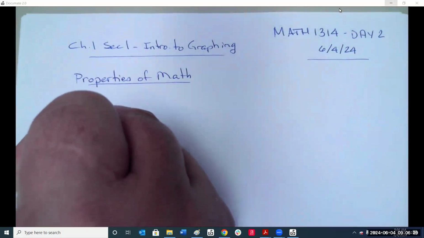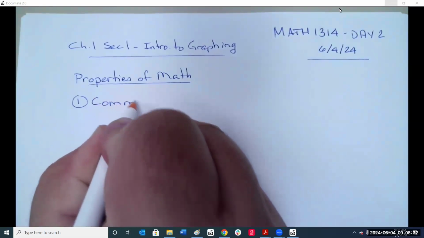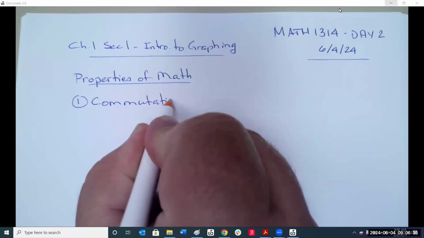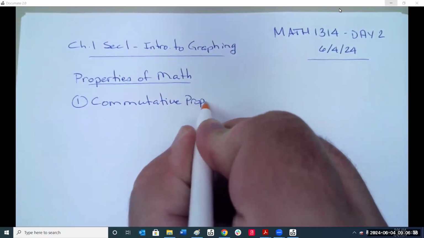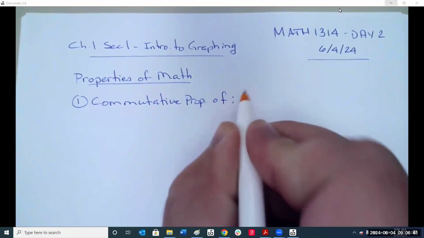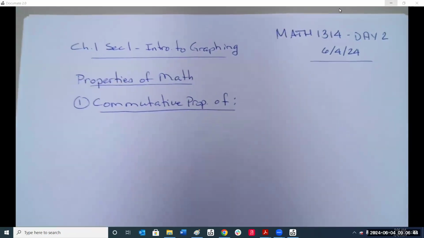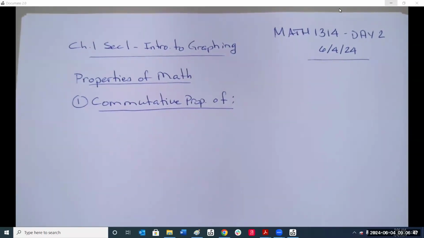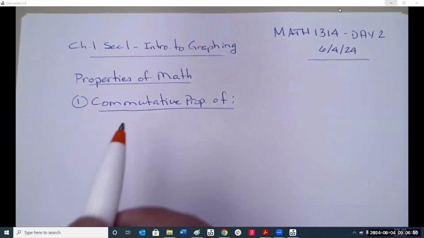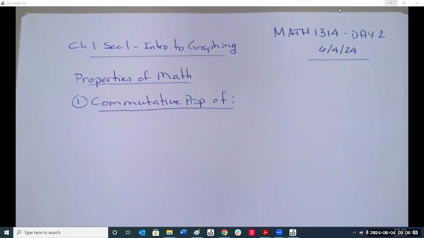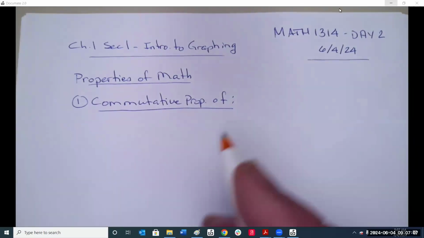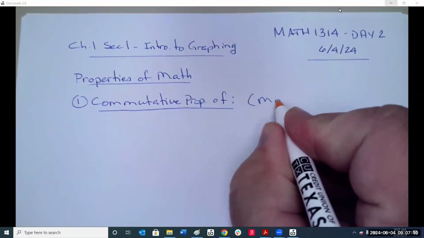The first property is the commutative property of: What does to commute mean? Commutative. Have you ever heard that word before? Commute, yeah. Commutative means something that can commute. When you drove from your house to here, you commuted by car, by bus, by boat, by bicycle. Basically, to commute means to move.